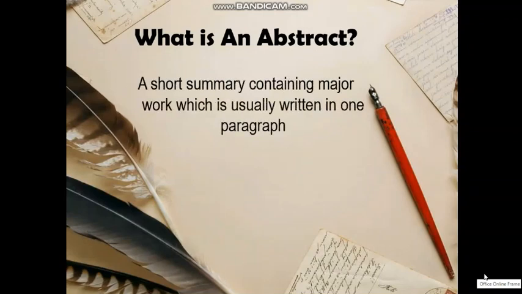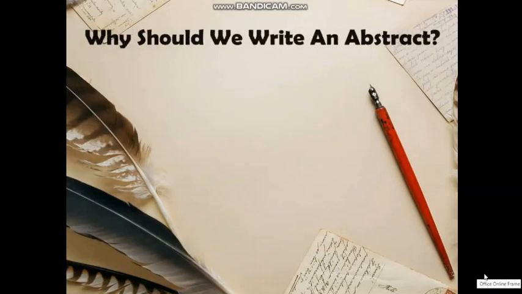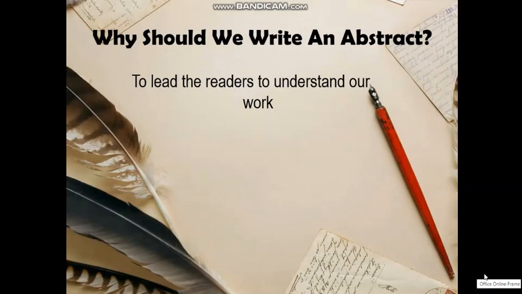First, we have to know what an abstract is. An abstract is a short summary containing the major work, which is usually written in one paragraph. So you only need a paragraph to describe your own abstract. Maybe you've asked, why should we write an abstract? The aim of the abstract is to lead the readers to understand our work in the past, especially our research.